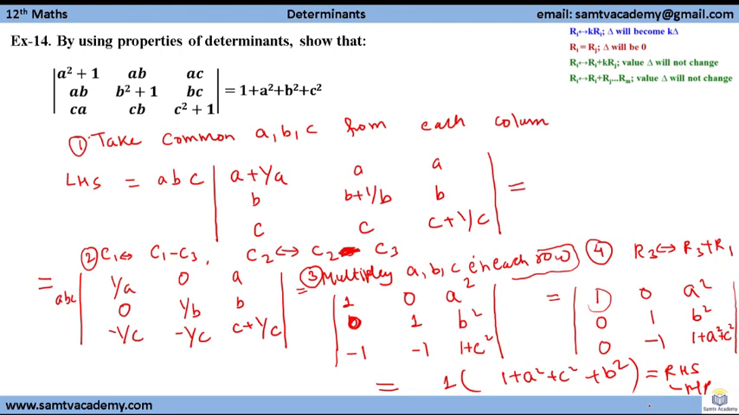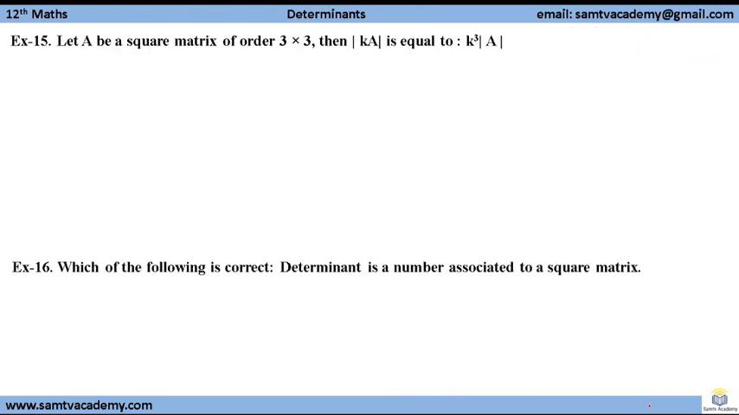Now comes question number 15. What is question number 15 saying? It is saying that let A be a square matrix of order 3 by 3, then determinant of kA is equal to k cube, and determinant A will be equal to k cube multiplied by the determinant.